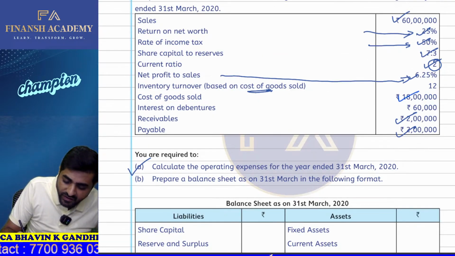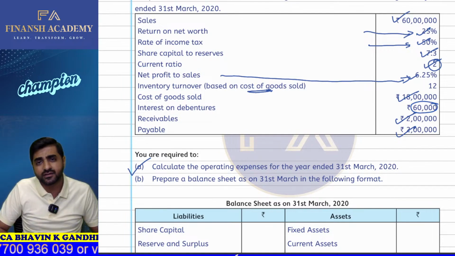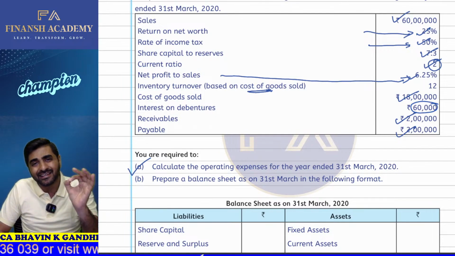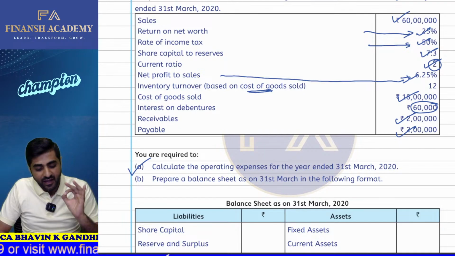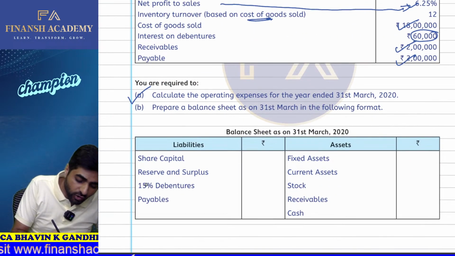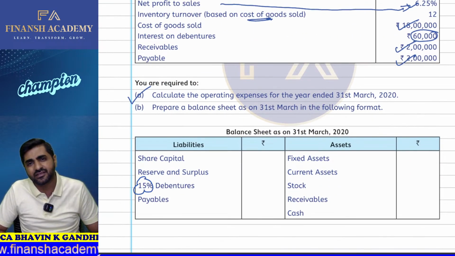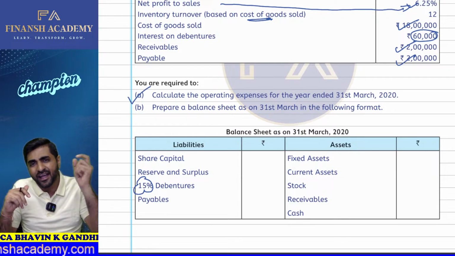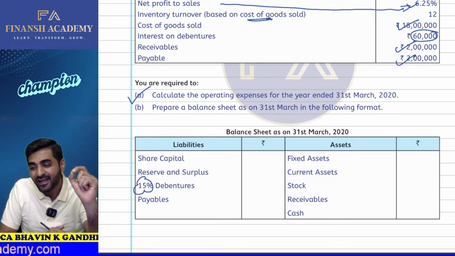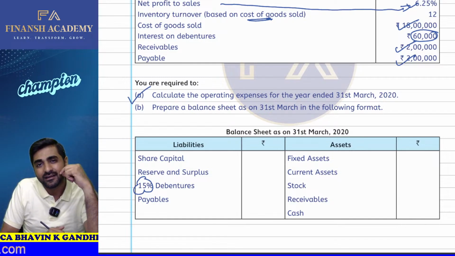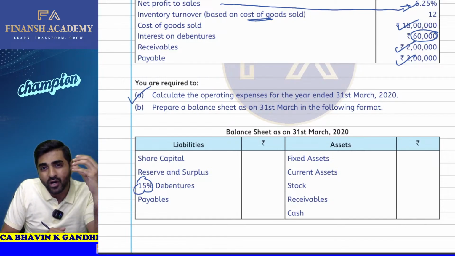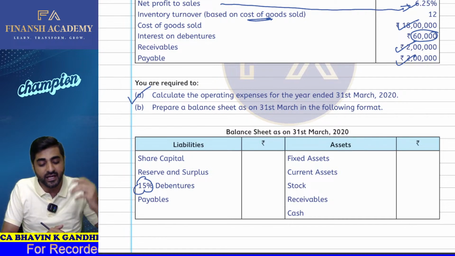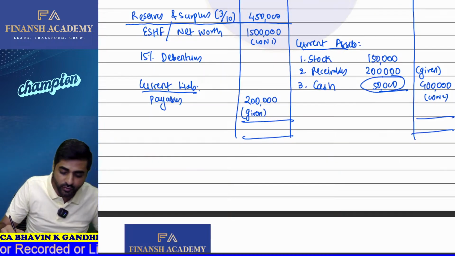Okay, we have interest on debentures, which is 60,000. Now, my dear students, the interest on debentures is 60,000. And we have the rate also available, which is 15% debentures. Don't you think, guys, if I have the interest amount available and if I have the rate available, we can calculate what is going to be the total value of the debentures? Come on, yes or no? Of course, yes, we can calculate it.